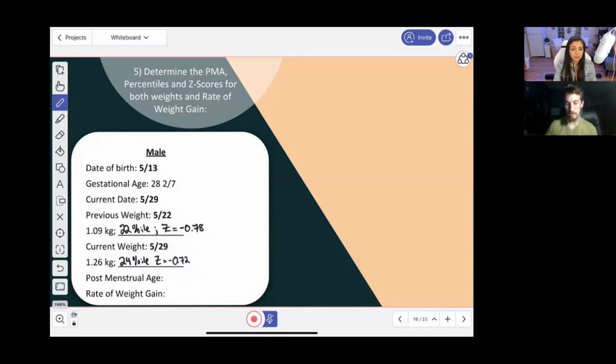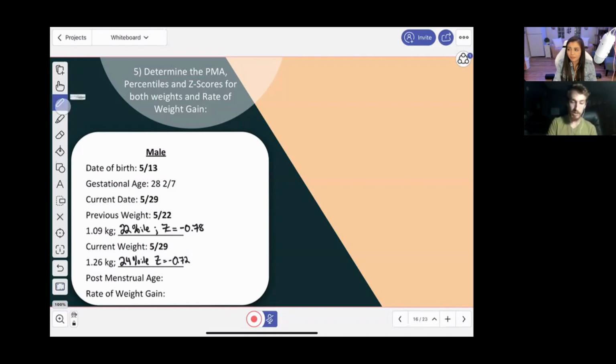So we are kind of low here on both ends, but remember, they are a premature infant, so they are still gaining weight to the best of their ability, and they're actually not that much older than their gestational age. It's only been about 2 weeks. So they're still fighting, still working hard. So now that we have those percentiles, let's go ahead and calculate the post-menstrual age.